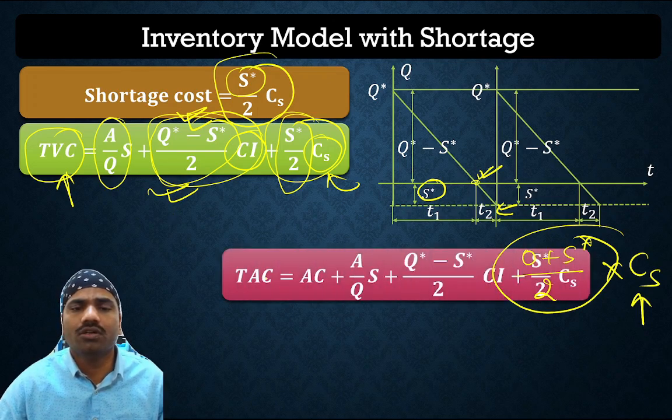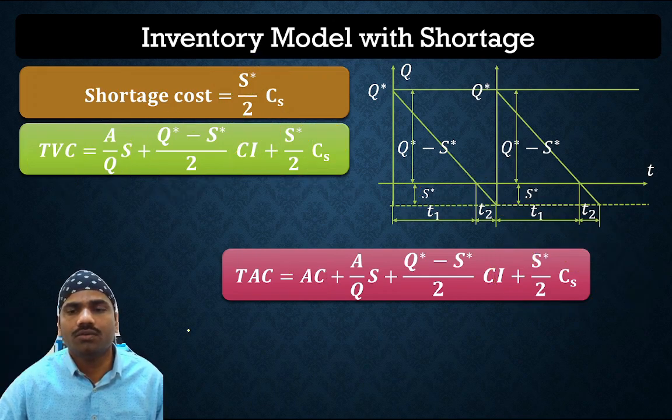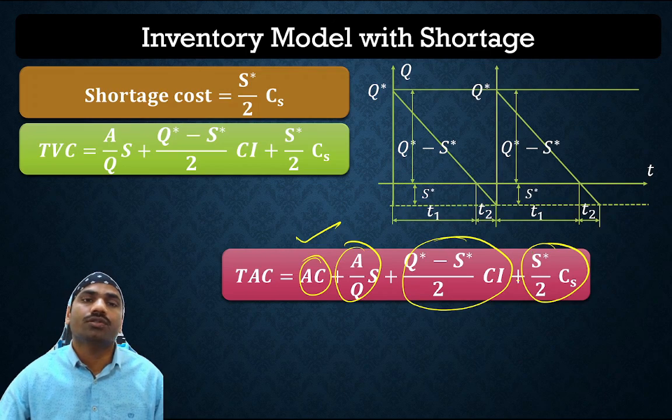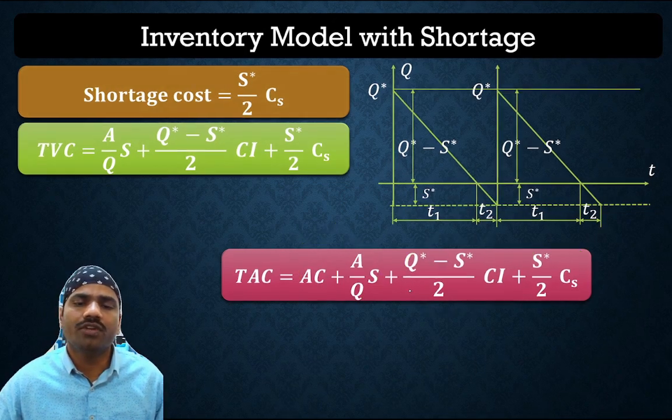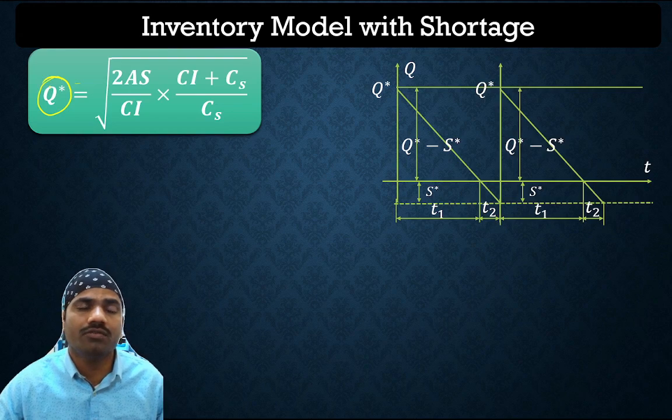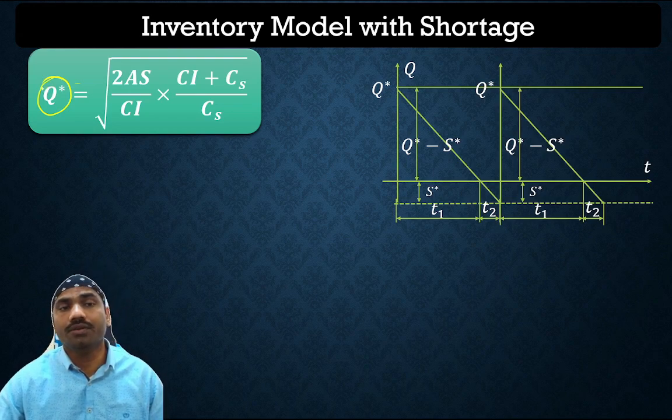And if we talk about the total annual cost, this fixed cost will come in, and this will give you the total annual cost. So this is the fixed cost, or you can say purchase cost, the ordering cost, the inventory carrying cost, and this is your shortage cost. So we can also find the optimum shortage. If we have shortage, then what will be the economic order quantity?